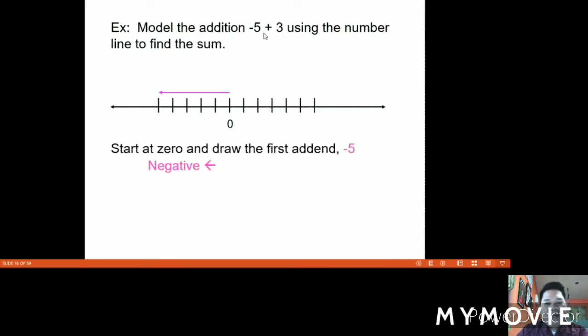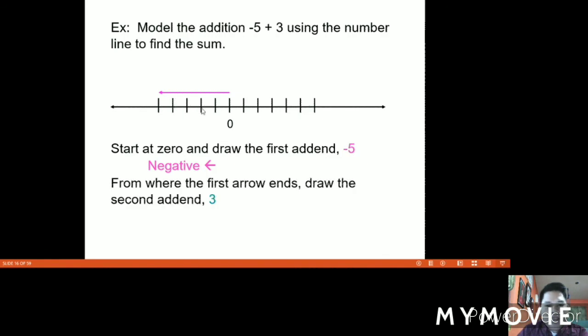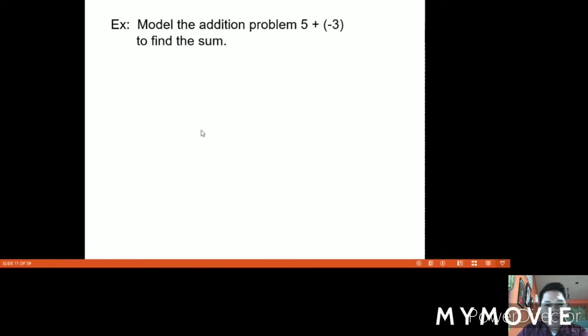Model the addition negative 5 plus 3 using the number line to find the sum. Start at 0 and do the first addend. So we have 1, 2, 3, 4, 5 because negative is facing left. Since positive 3, you go back 3. 1, 2, 3. So draw the second addend 3. Therefore, the answer is negative 2.